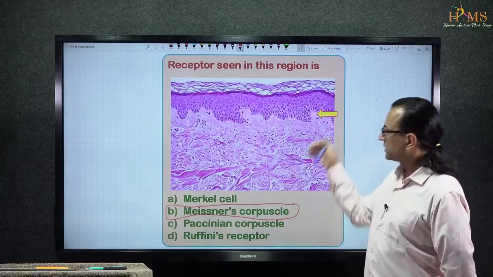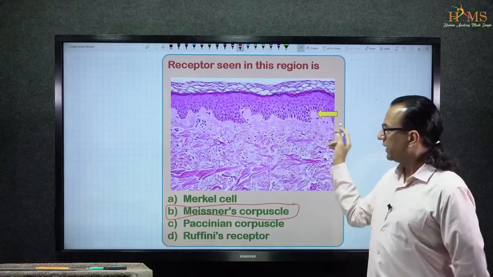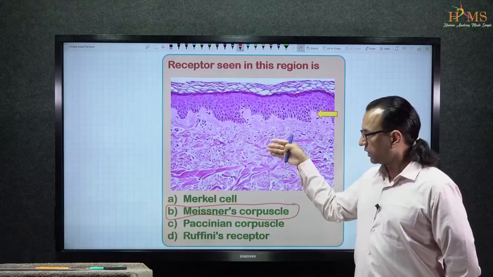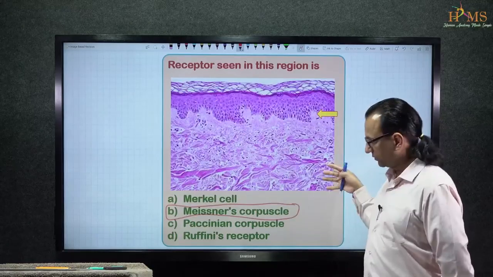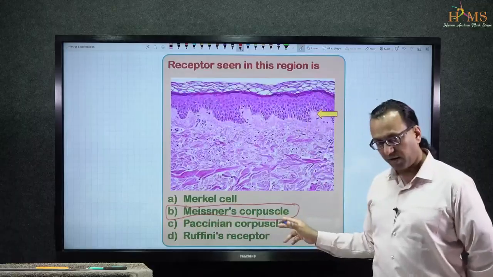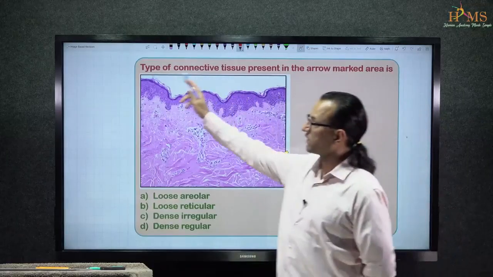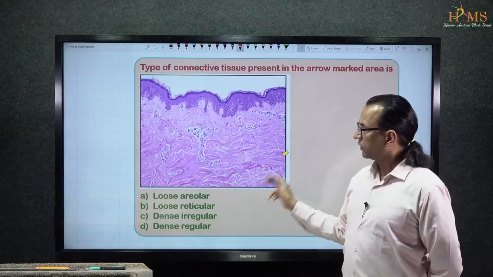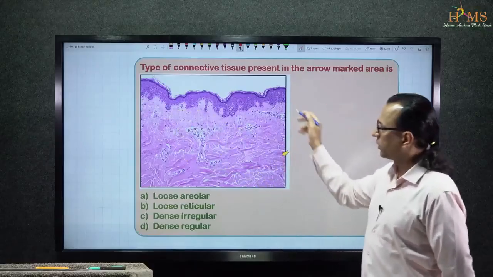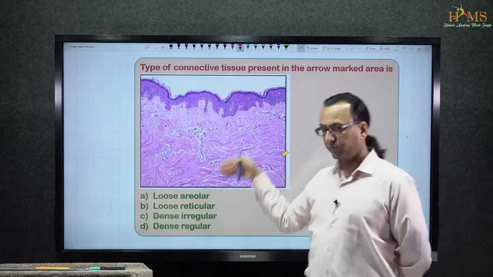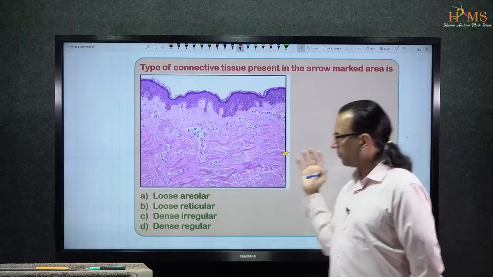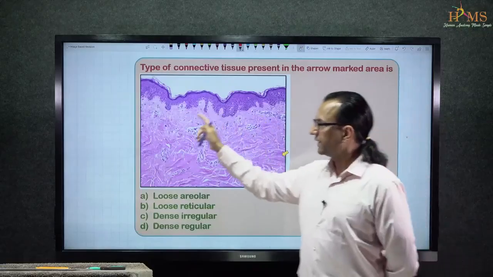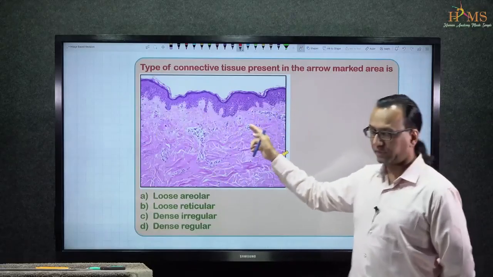Understand that the deep reticular layer of the dermis is dense connective tissue, whereas in the superficial papillary layer you have loose areolar connective tissue. Fewer fibers will be evident there, whereas in the deep reticular layer of the dermis there will be more fibers. And we keep our answer as choice number B here. As we can see, this is asking about the type of connective tissue present in the arrow-marked area. As we have marked already, there will be a superficial papillary layer of the dermis and a deep reticular layer of the dermis. In the deep reticular layer you have more fibers, so it is dense connective tissue, whereas the superficial papillary layer is loose areolar connective tissue.